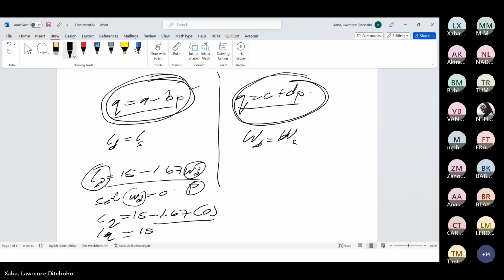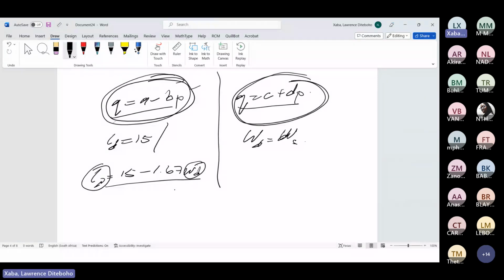15. So we know now we have 15. So now we calculate W.